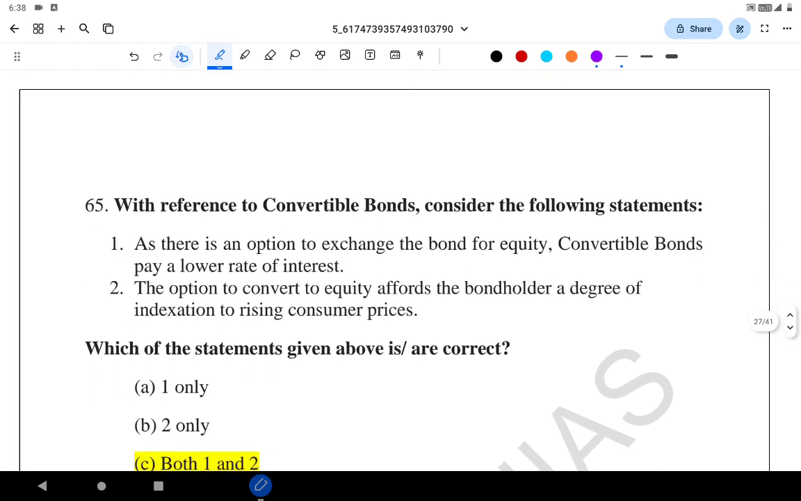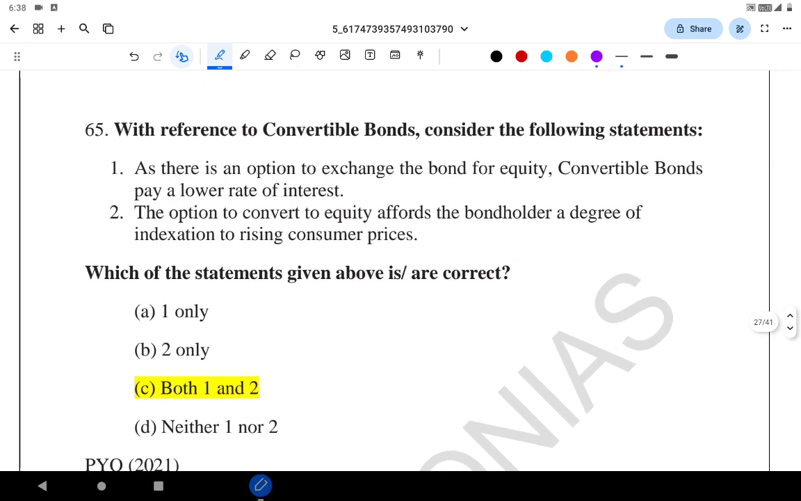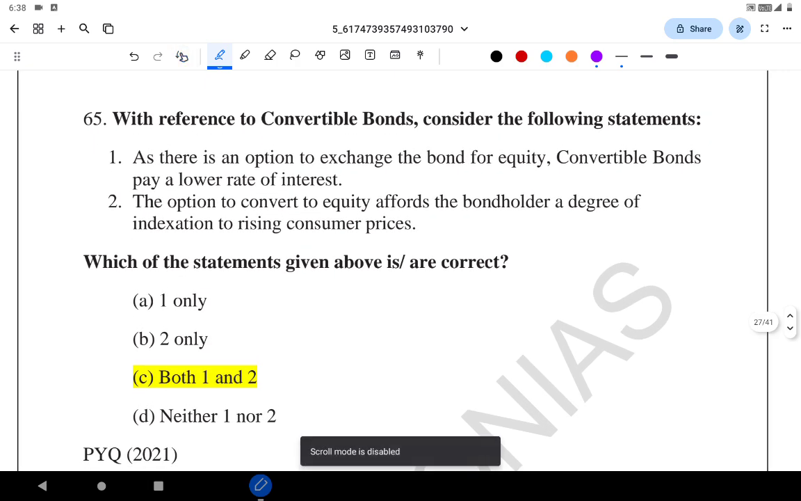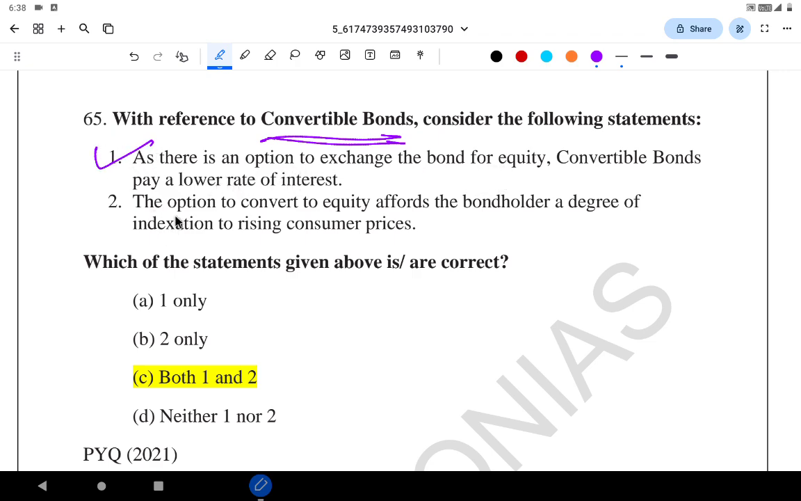65th question. Regarding convertible bonds, as there is an option to exchange the bond for equity, convertible bonds pay a lower interest rate. Correct. The option to convert to equity affords the bondholder a degree of indexation to rising consumer prices, that is inflation.